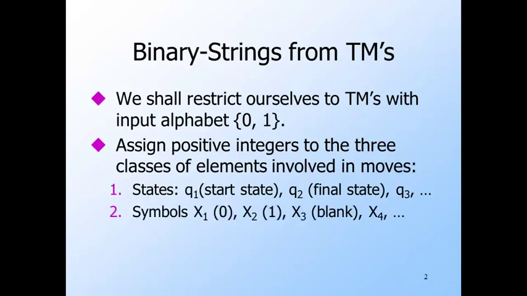The tape symbols are also numbered starting at 1. We'll assume X1 is always the input symbol 0, and X2 is always the input symbol 1. X3 will always be the blank, and any other tape symbols are numbered 4 and above. There are two directions, but we need to number them. D1 is left, and D2 is right.